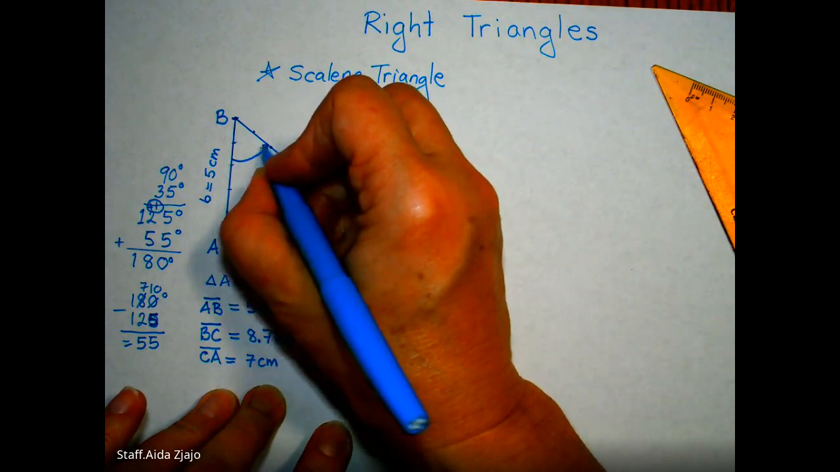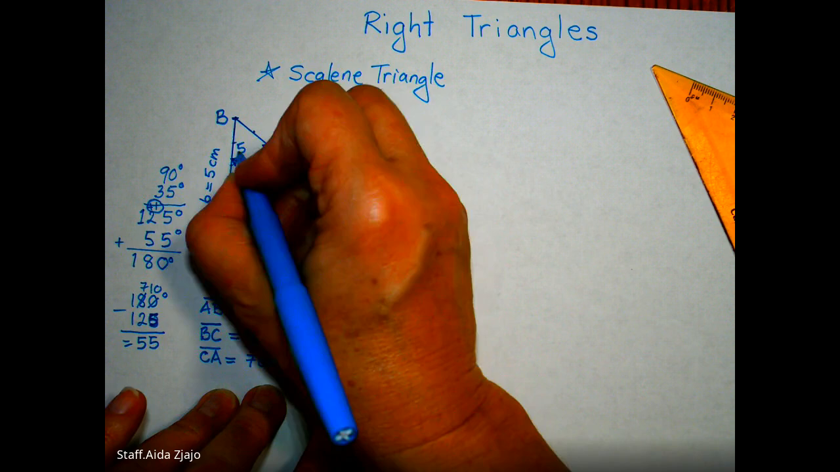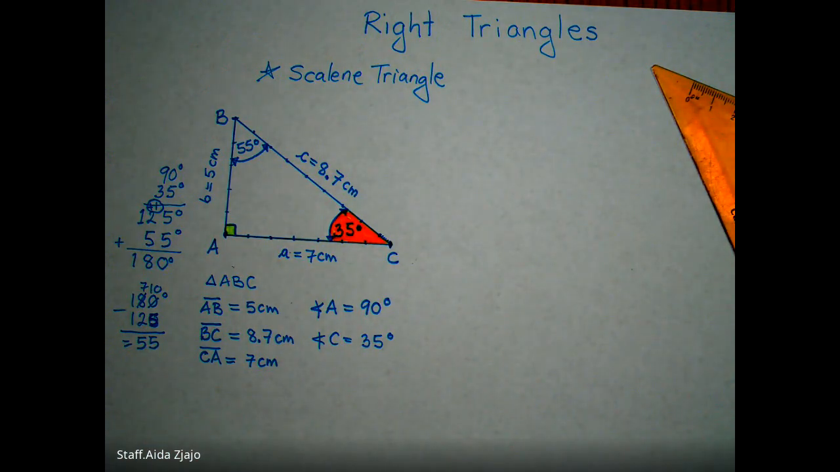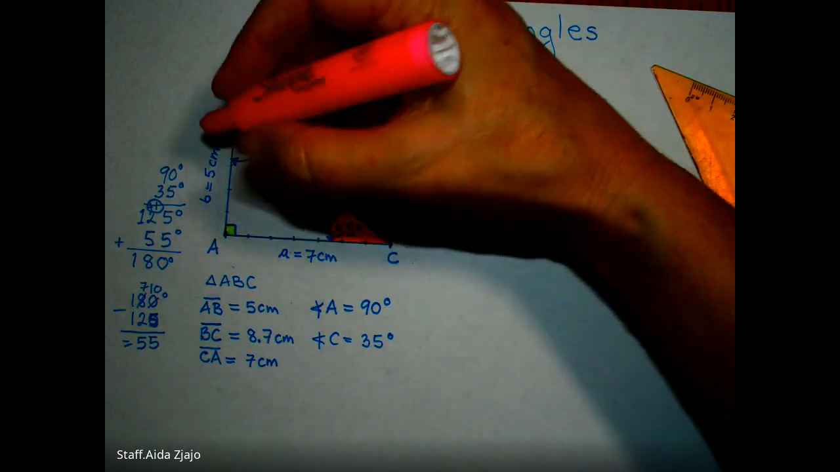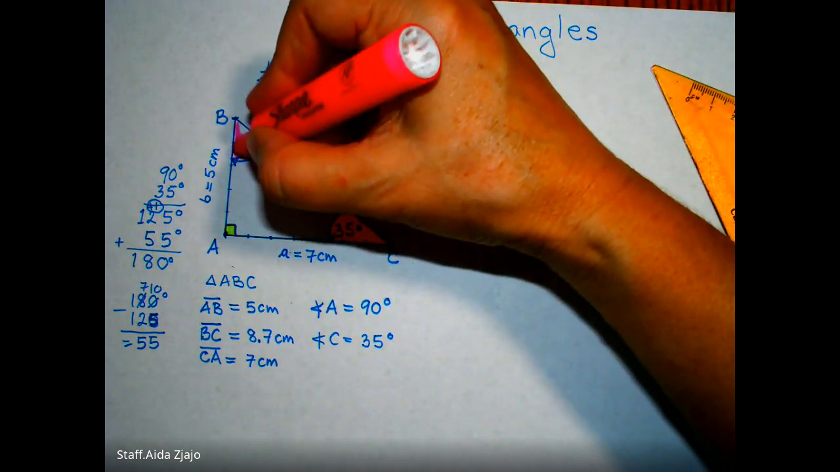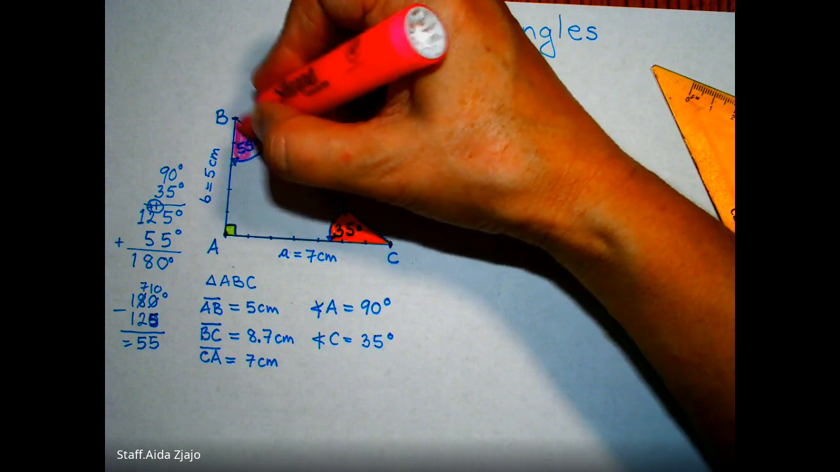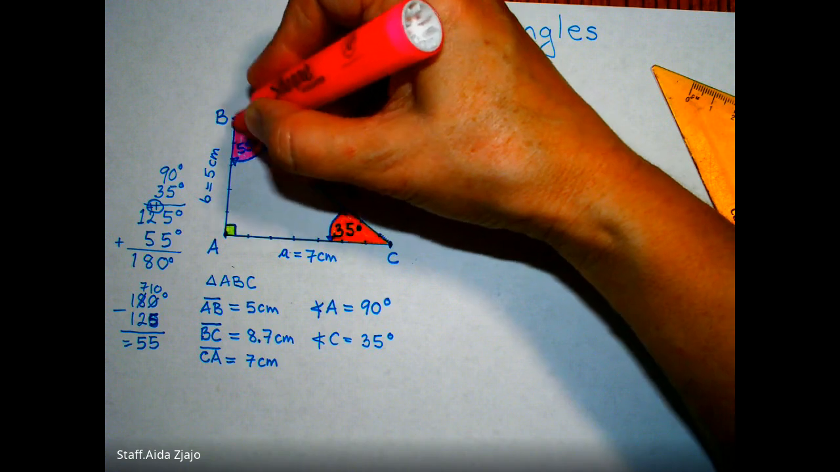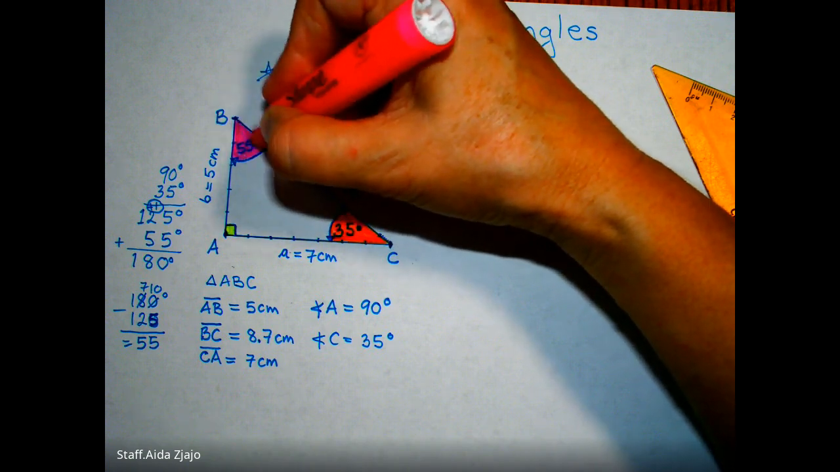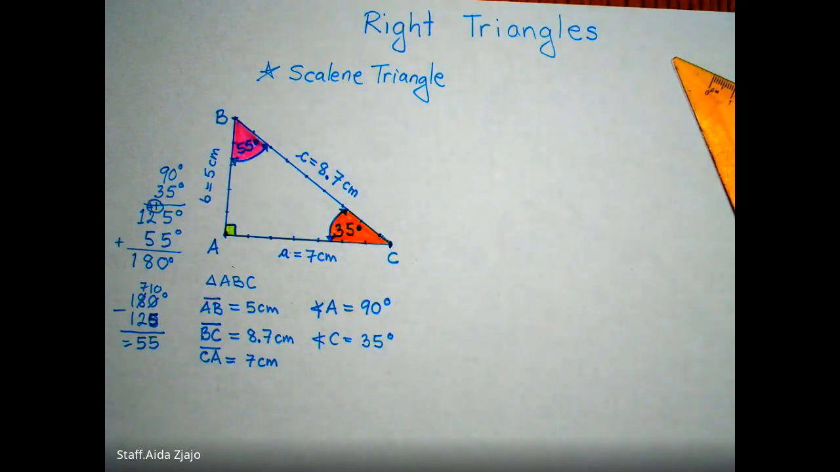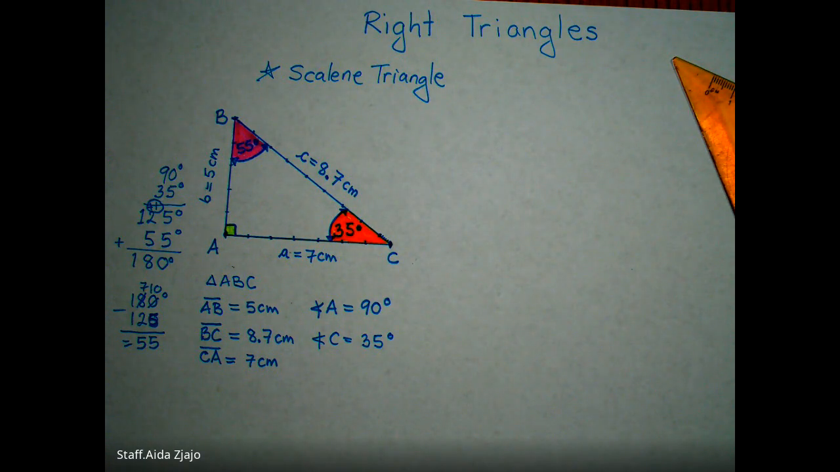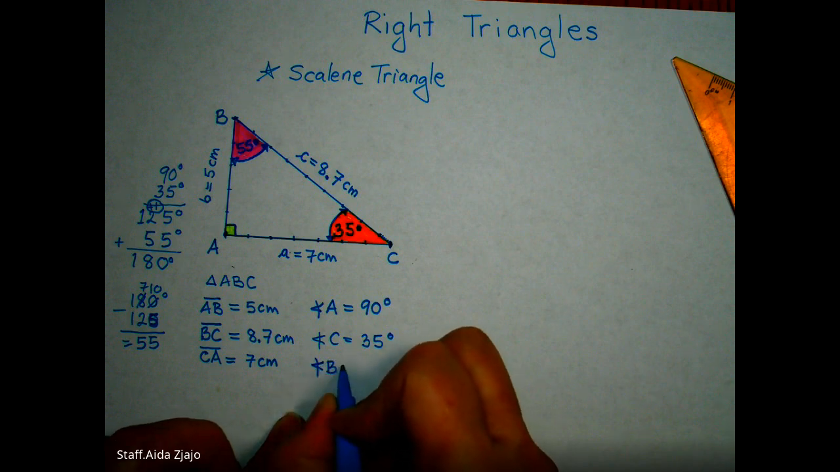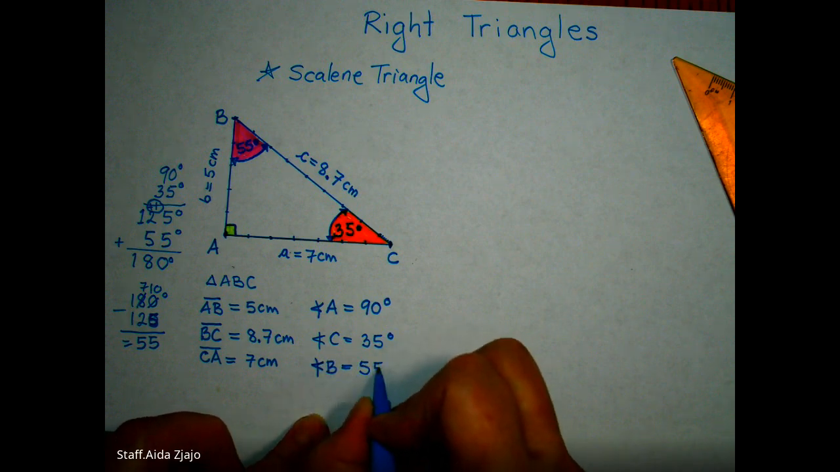And that is 55 degrees. I like to use different colors, so you know that a different color is a different size as well. So yellow is 90 degrees, orange is 35 degrees, and then pink I use for 55 degrees. So all three are different sizes. So then I can label, and angle B is 55 degrees.